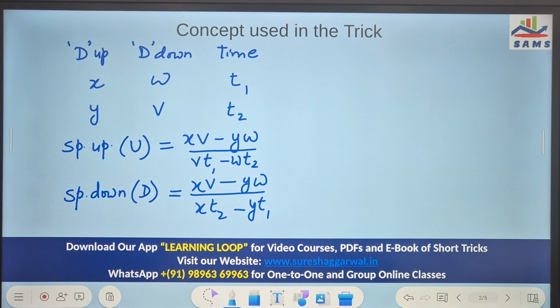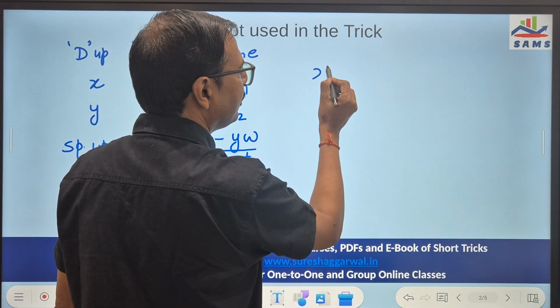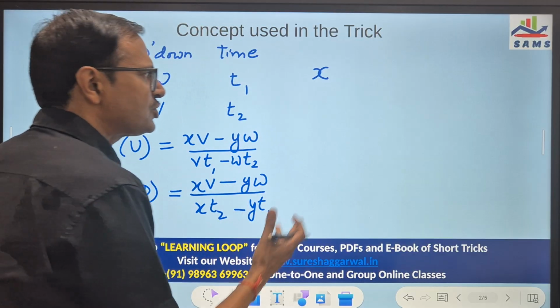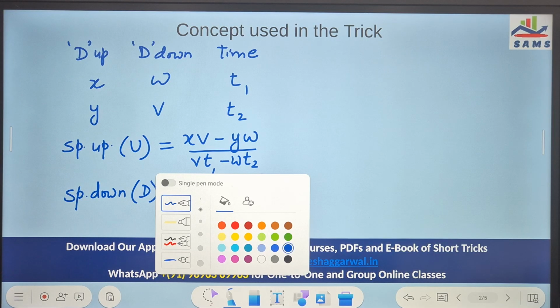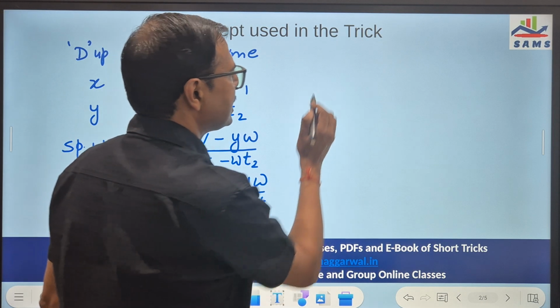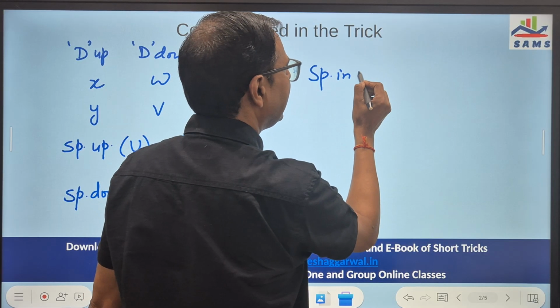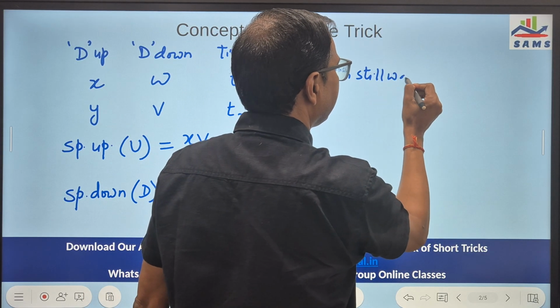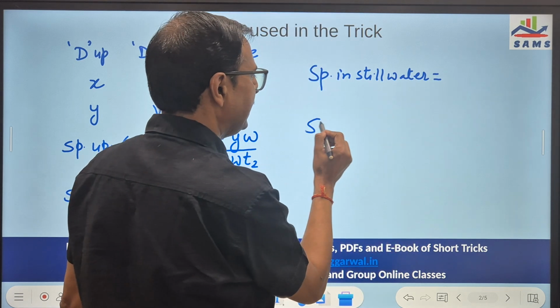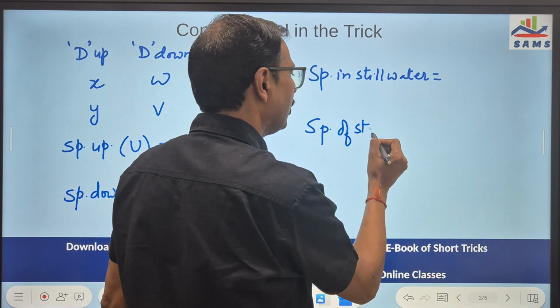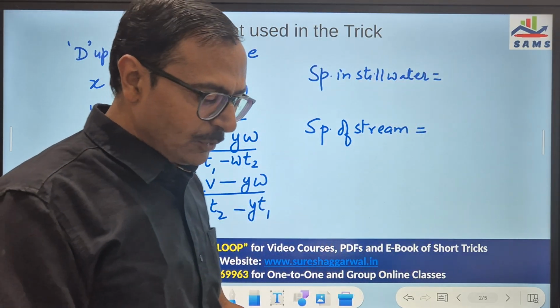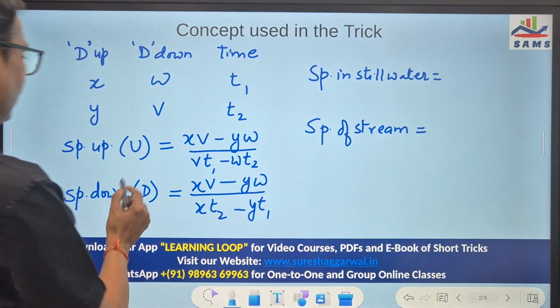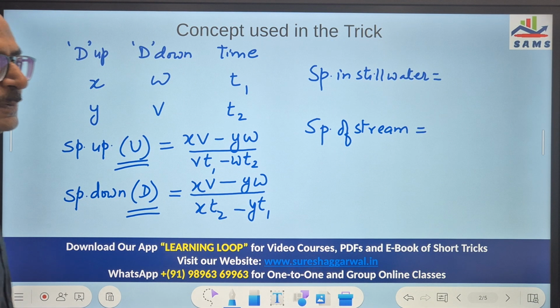So if you know how to find the upstream and downstream speed, then finding the speed of boat in still water, which I can't represent by x obviously because x is already used up here, so we will use speed in still water directly, and the other one is speed of stream. So how do we find the speed of stream and the speed of boat in still water? Whenever you have to find the speed of boat in still water, you have already found out the upstream speed and downstream speed, right?